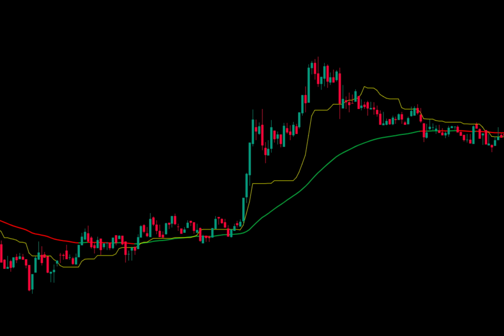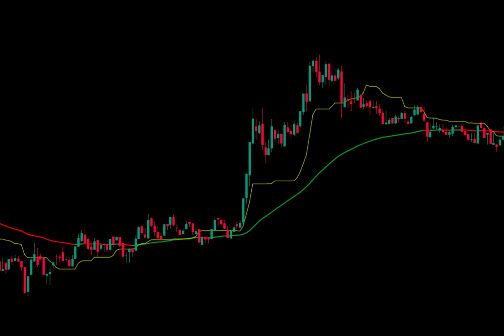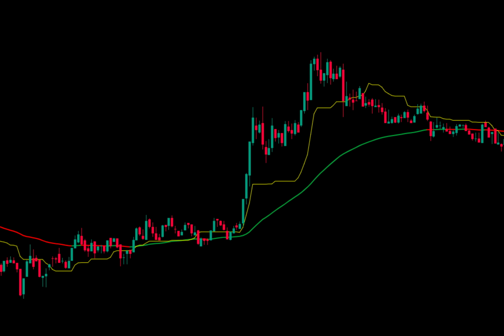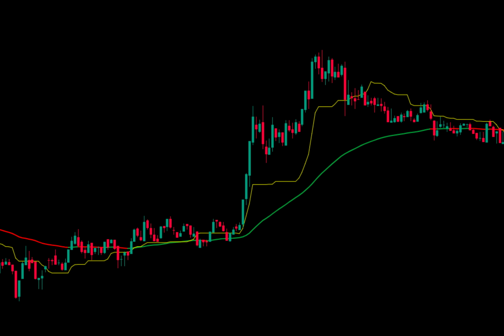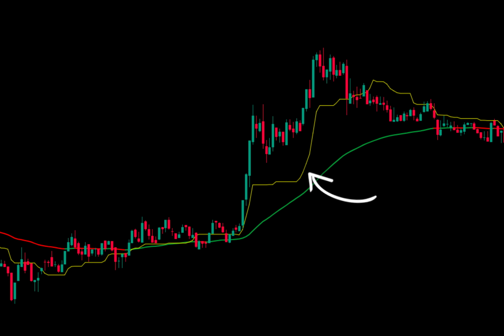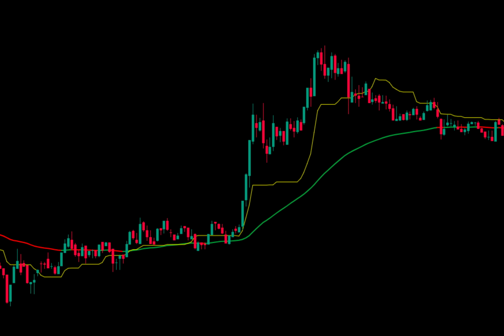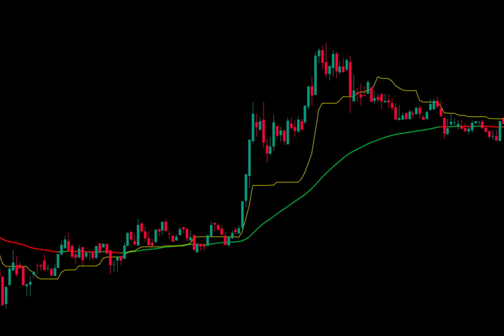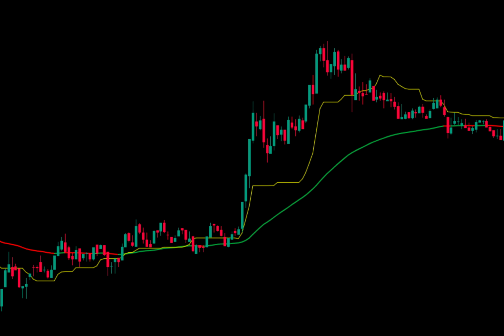If your settings match mine, when the EMA line is green, it indicates a bullish trend. However, make sure that the median line has crossed or is above the EMA line. If the median line has not crossed the EMA line upwards, the bullish trend cannot be considered valid.